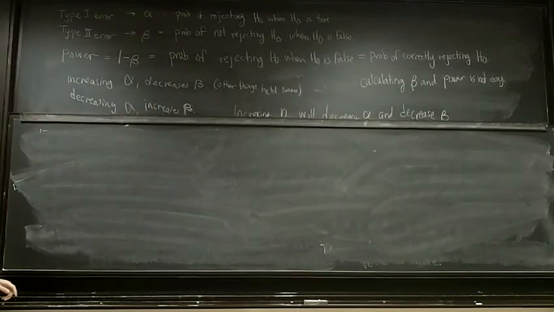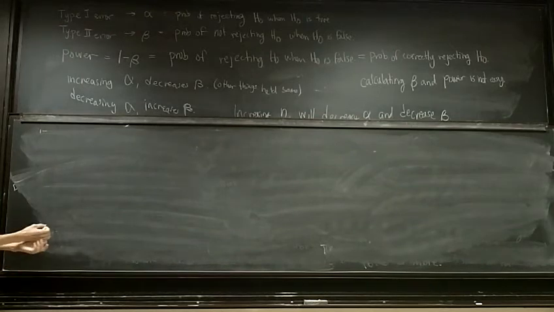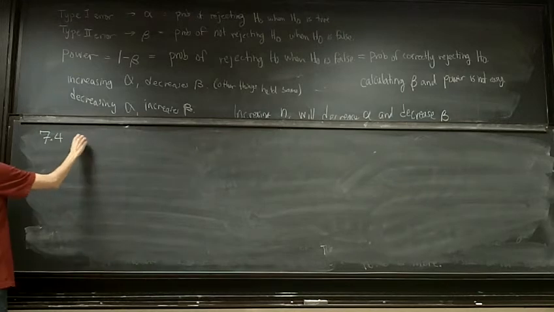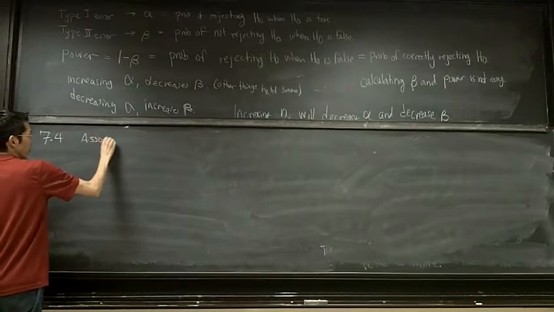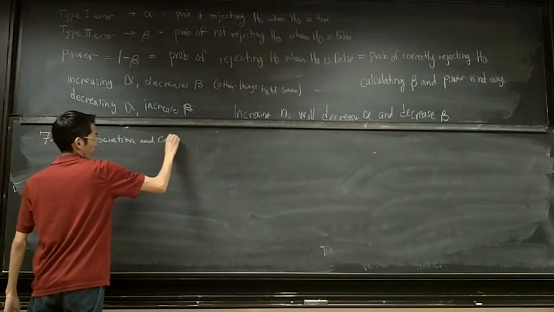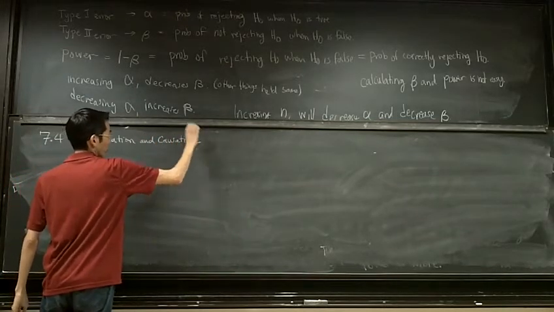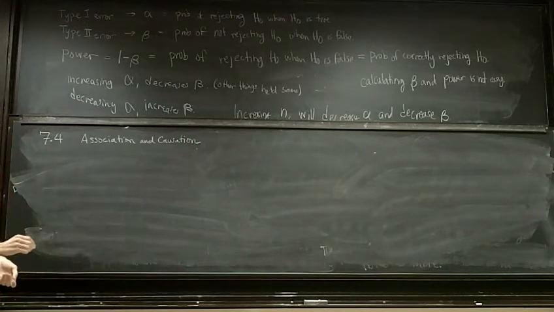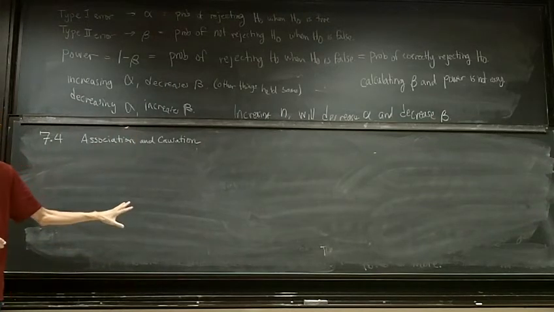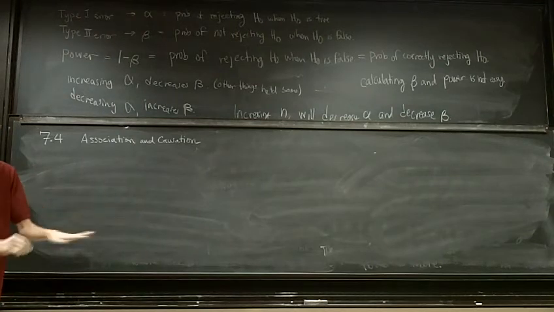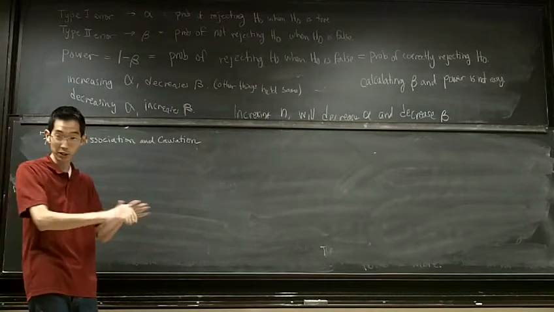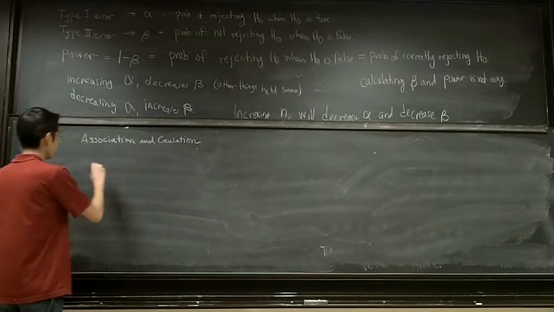There's a whole section in the book on association and causation, all right? And I'm just going to briefly gloss over this because I've hit a lot of these points already. Basically, in these tests, we might conclude that there's a difference, okay? So if we rejected the null hypothesis, we conclude that there's a difference between the two means, okay?